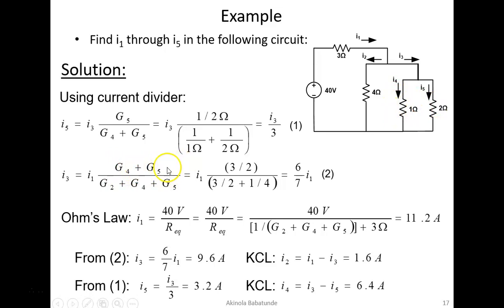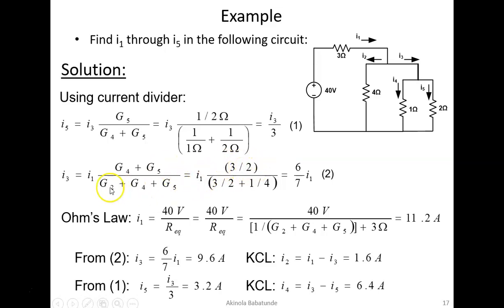Hence, we have G4 plus G5 divided by the entire conductance in the circuit, and that's going to be G5 plus G4 plus G2, and that's exactly what we have here, G2 plus G4 plus G5, multiplied by the source current, which is I1 coming into the circuit. So when you substitute the value of G4 as 1 over 1 and G5 as 1 over 2, 1 over 1 plus 1 over 2 is 1.5. That gives us 3 over 2, and that's why we have 3 over 2 right at the top here.